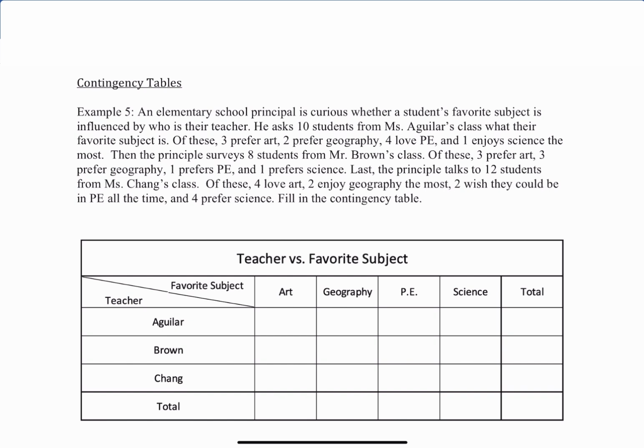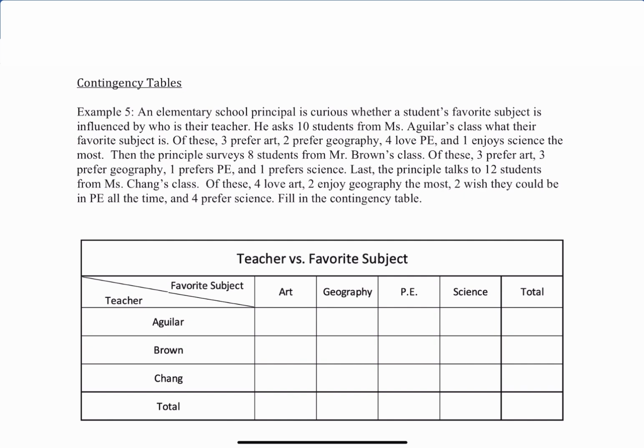An elementary school principal is curious whether a student's favorite subject is influenced by who their teacher is. So he goes around and starts asking students. He asks 10 students from Miss Aguilar's class what their favorite subject is. Of these, 3 prefer art.